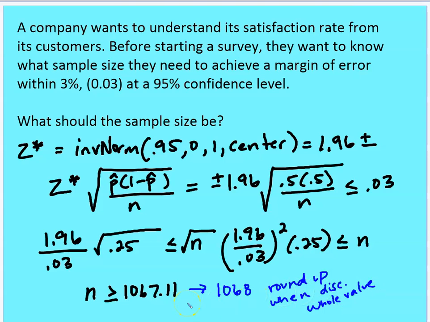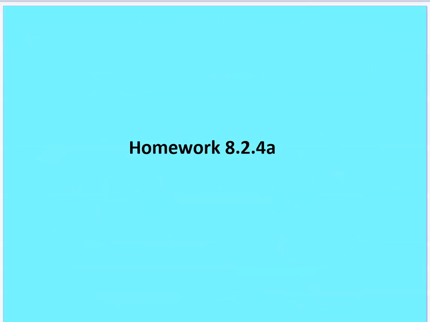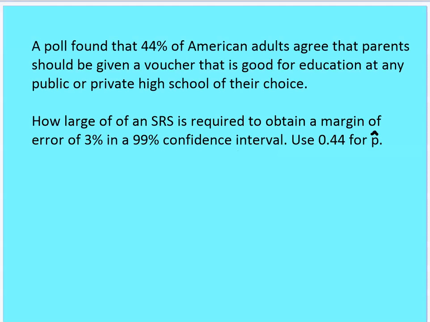All right, so this brings us to your last set of homework problems, 8.2.4a. A poll found that 44% of American adults agree that parents should be given a voucher that is good for education at any public or private high school of their choice. How large of a sample is required to obtain a margin of error of 3% with a 99% confidence interval? We're going to use 0.44 for p hat in this case. So I want you to copy this down, and then I'm going to give you your second problem.